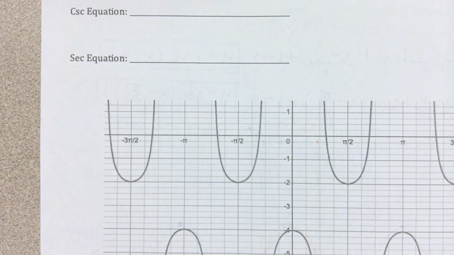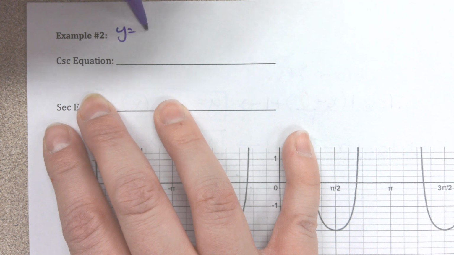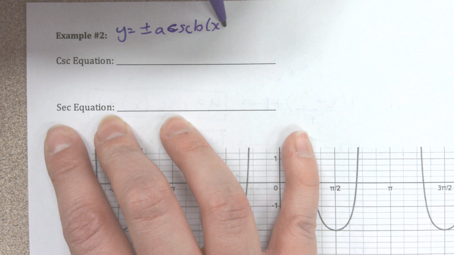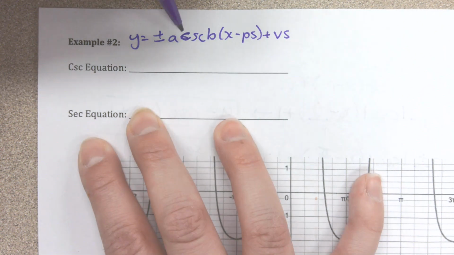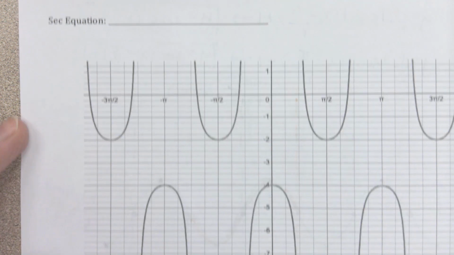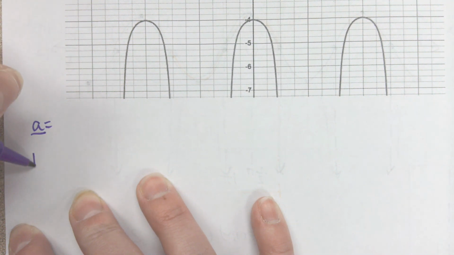Okay, we're going to do that one more time on the back side. It'll go a bit faster since you've seen the process. Again, I'll write out that general equation just for reference at the top. Y equals plus or minus a cosecant b x minus phase shift plus the vertical shift. And the three important variables to find first thing: a, b, and vertical shift.